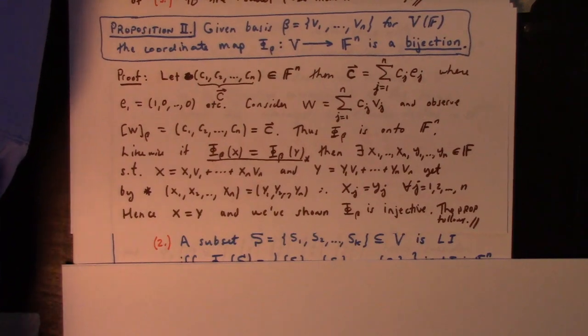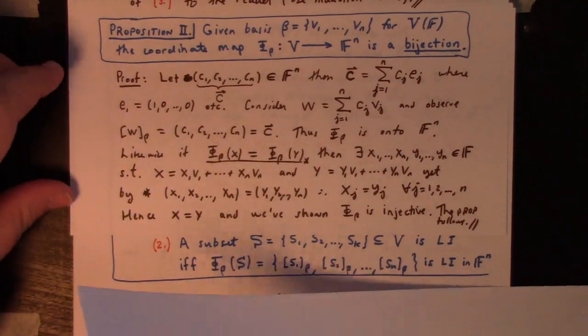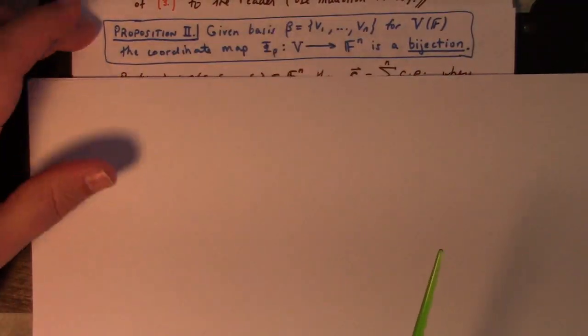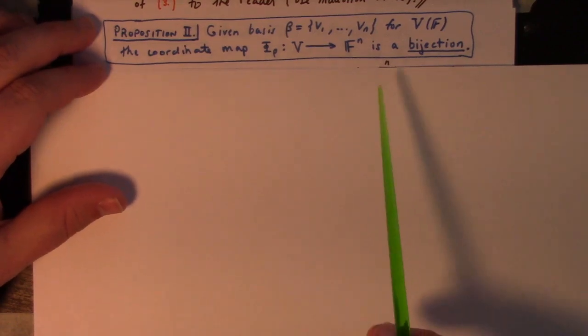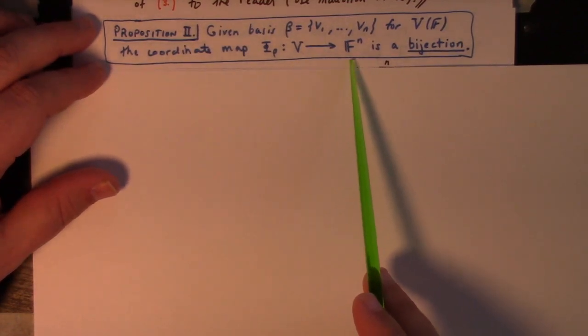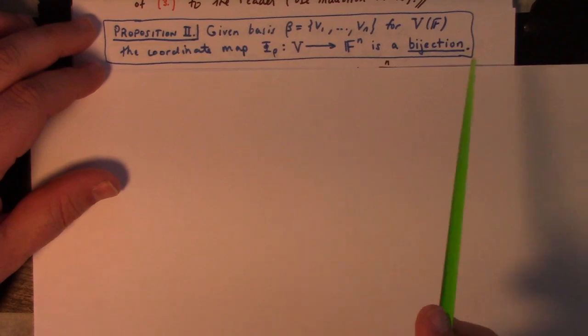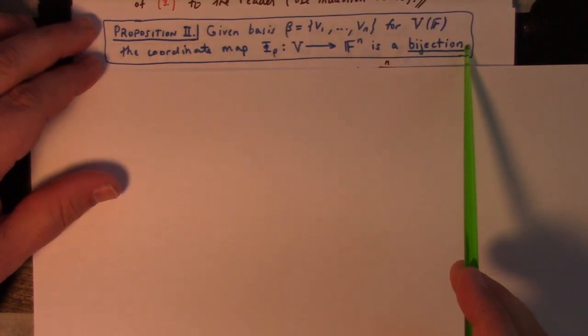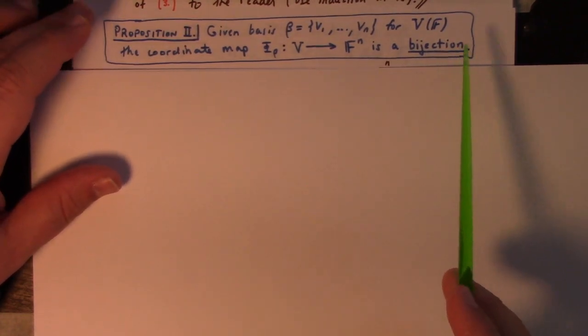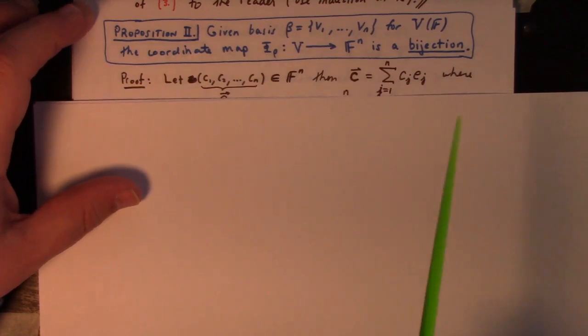Proposition 2. Given a basis, just like we've been talking about so far, for V, the coordinate map from V to F^n is a bijection. What does bijection mean? That means that the mapping is a function. It's one-to-one and onto. So here's the proof.